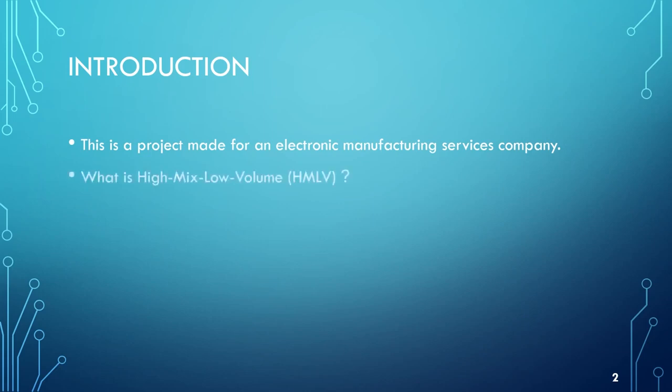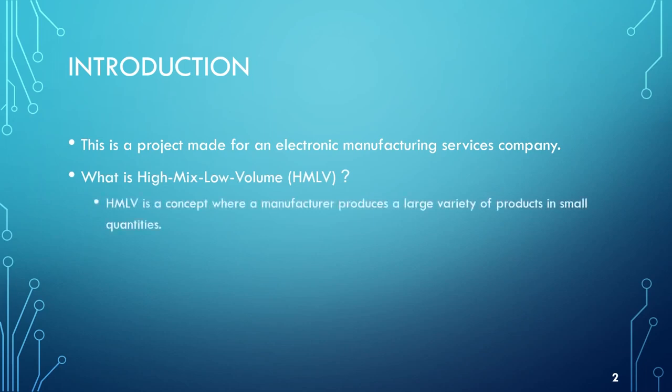So, what is high mix low volume? High mix low volume is a concept that requires a high degree of customization in the manufacturing process to produce many types of products in low quantity. In order to help the company to improve its production efficiency and productivity, an automated production scheduling system will be developed so that it can automatically generate the production schedules.